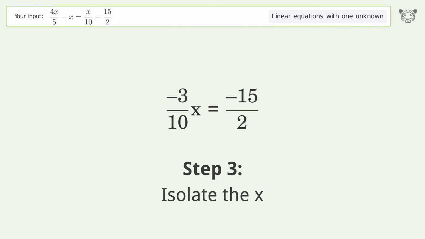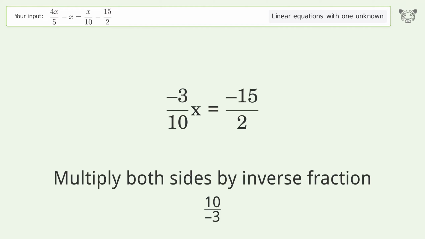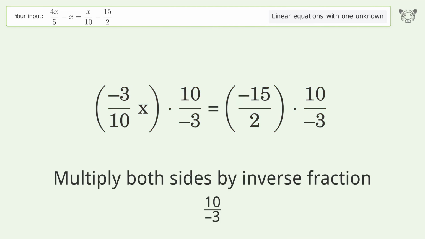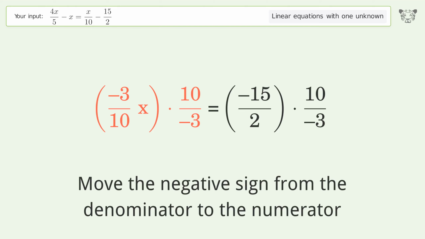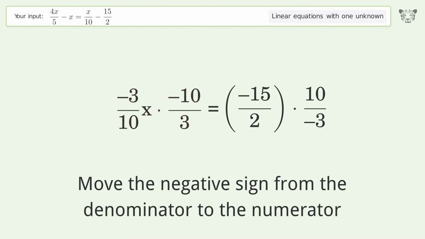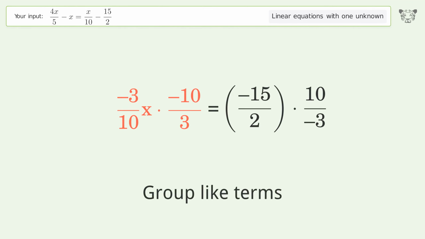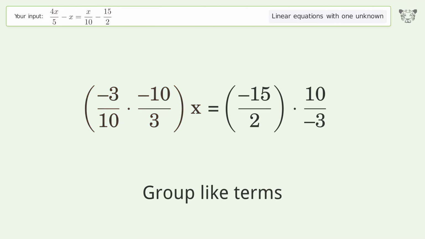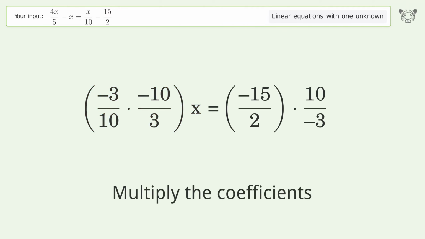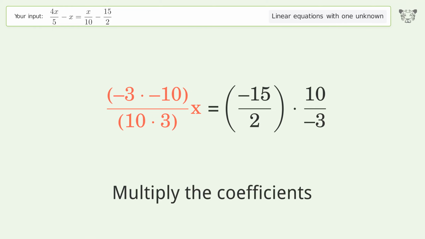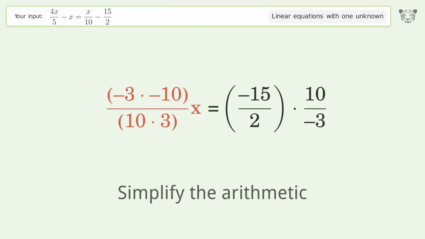Isolate the x. Multiply both sides by inverse fraction 10 over -3. Move the negative sign from the denominator to the numerator. Group like terms. Multiply the coefficients. Simplify the arithmetic.